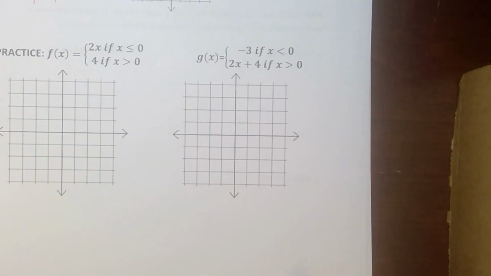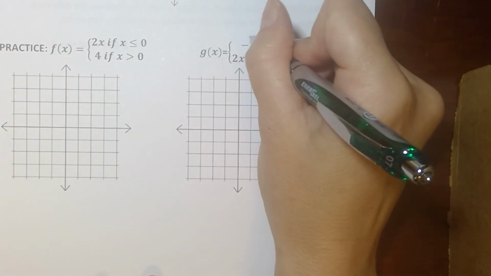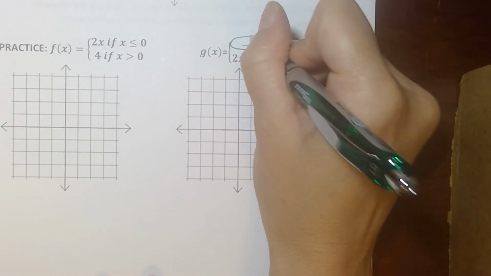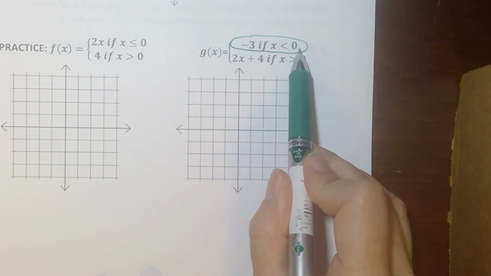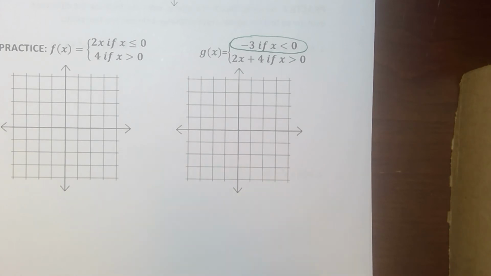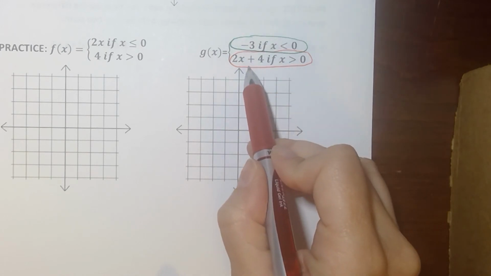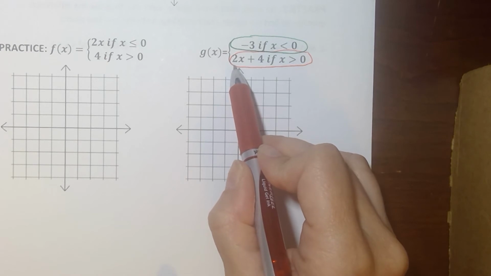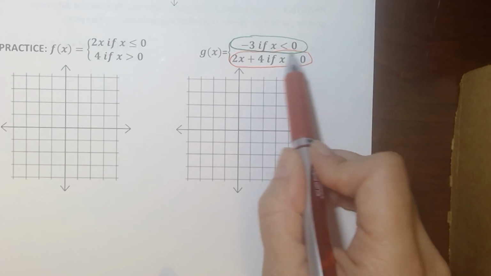G of x is divided into two pieces, and my first piece is given the rule negative 3. So that's just a constant. And it's for the domain values x less than 0. The second piece is given the value 2x plus 4. That's a linear function. If I graph this, the graph is going to be a line, and I see that my coefficient on x is positive, so my line is going to have a positive slope. So I already know some things about what the shape of this graph is going to be. This is for x values greater than 0.